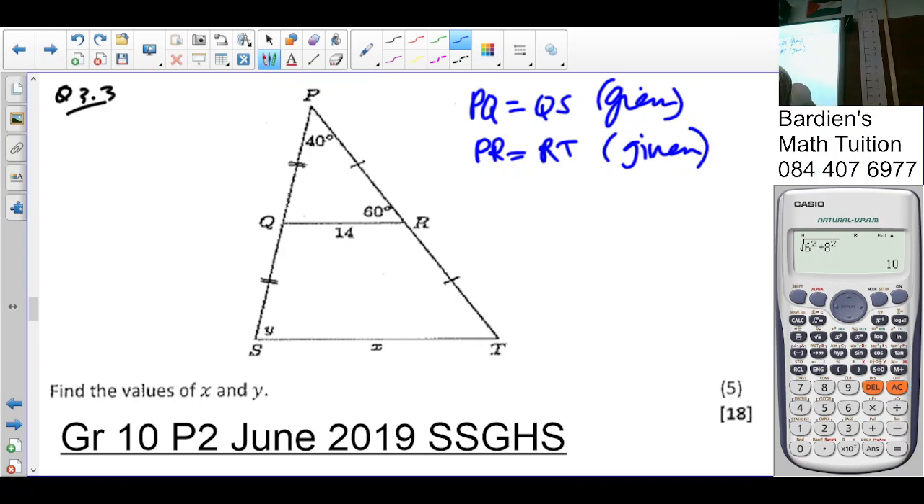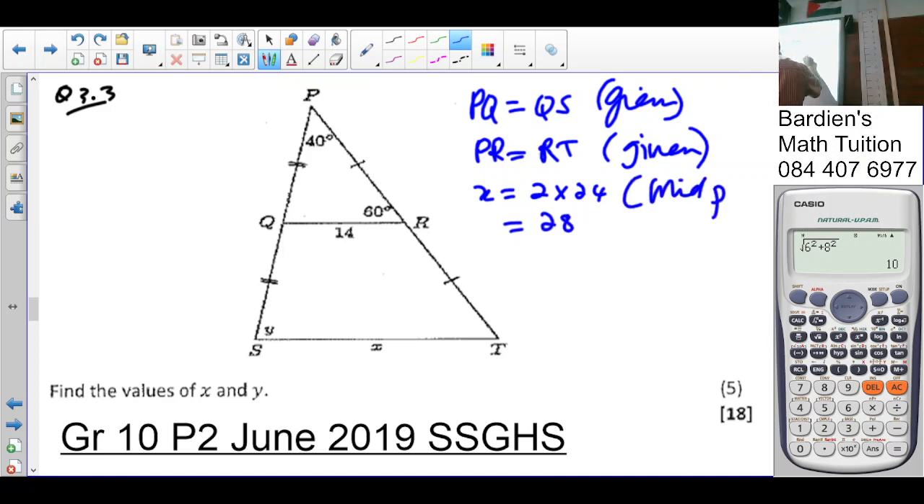Makes my marking easy. x is equal to 2 times 14, which is 28. Why? The midpoint theorem. Alright, that is 28.